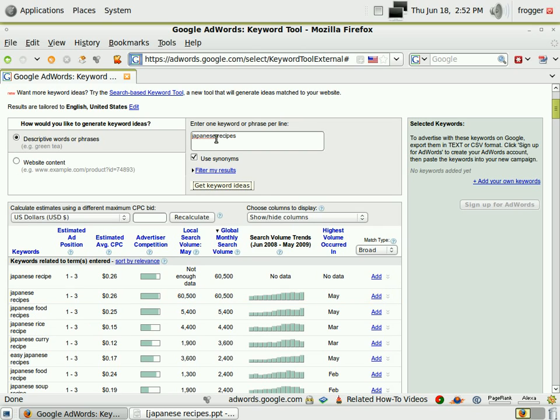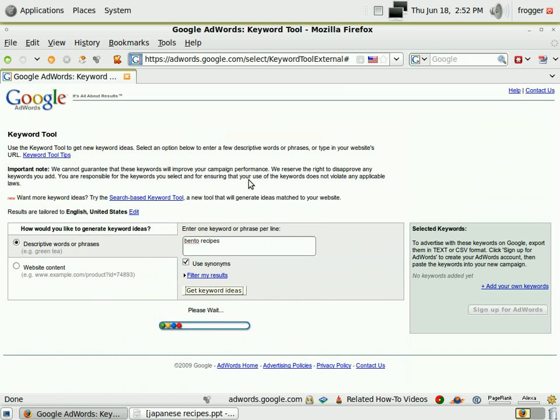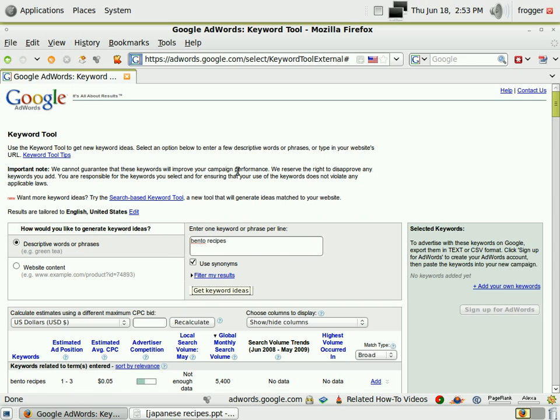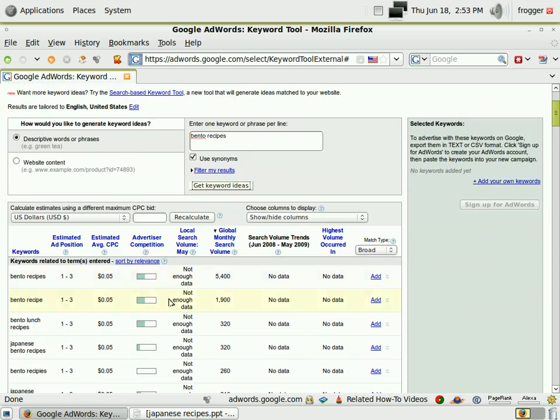When we go to bento recipes, we only have about 5,400 monthly average visitors, but this is also a very cheap keyword. So once again, we're in the same situation with these type of recipe seekers.